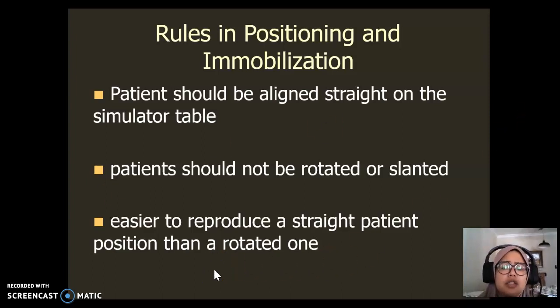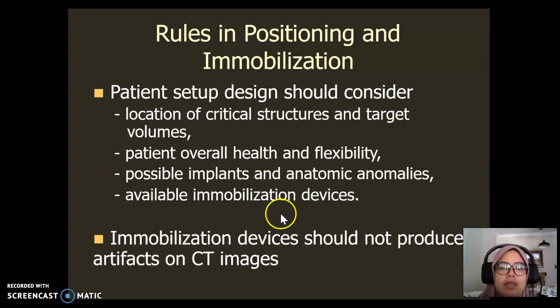Why does the patient need to be aligned straight? One of the main aims is so that it can be reproducible, because it is much easier to reproduce a straight patient rather than a rotated one, unless you are dealing with a patient that has a normal rotation or is slanted, like kyphosis or lordosis type of patients. Okay.